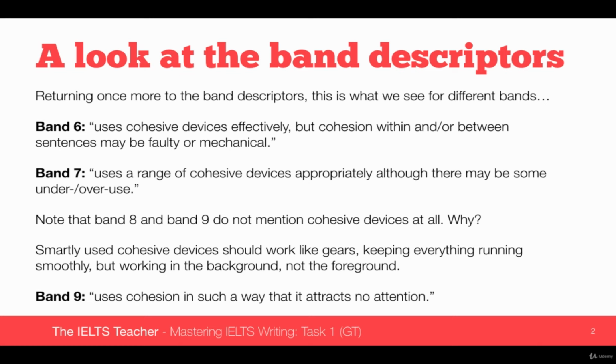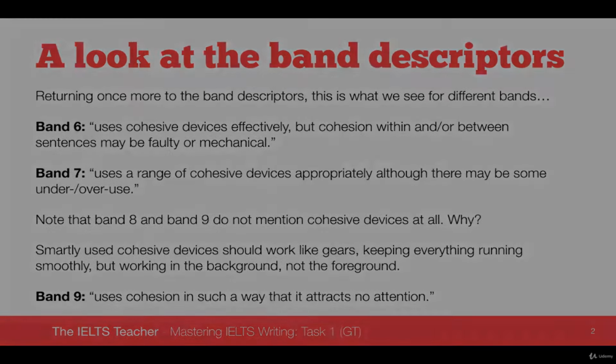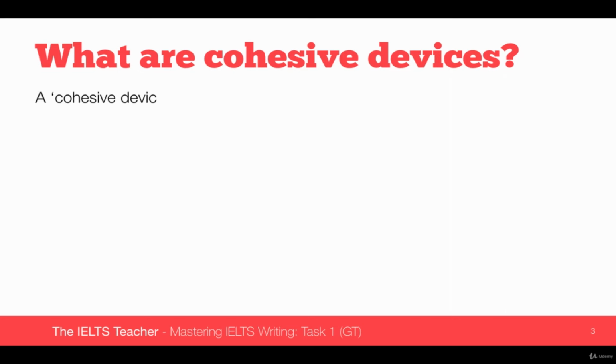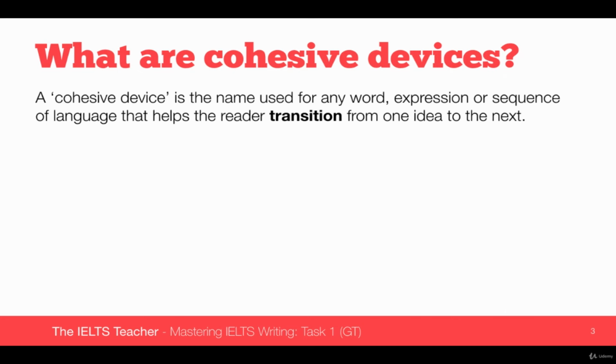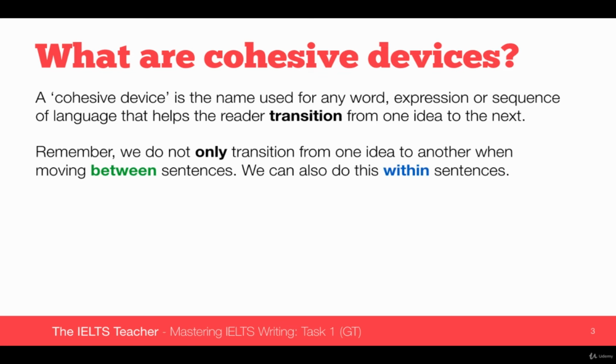Now we're just focusing on band 7 here and trying to make sure we at least get a band 7, so we need to make sure that we use a range of cohesive devices appropriately. To do that, first of all, it's important to think, what are cohesive devices? So, a cohesive device is the name used for any word, expression, or sequence of language that helps the reader transition from one idea to the next smoothly. Remember, we do not only transition from one idea to another when moving between sentences, but we can also do this within sentences, and there are different expressions that we can use at different times.